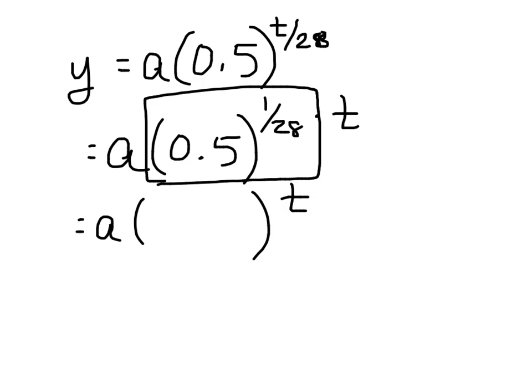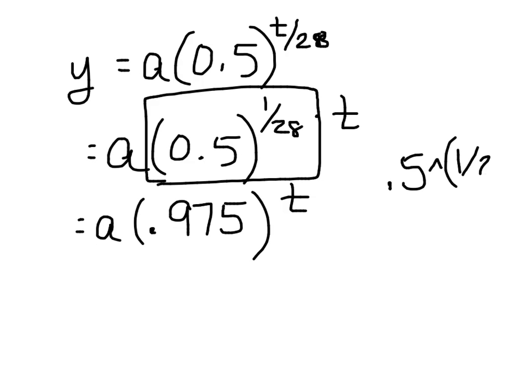What'd you get, Luke? 0.975. If I go 3. Did everybody else that did it, did you guys get that too? Okay, again, when you do that with the caret, I would go 0.5 caret and then parentheses 1 divided by 28. That's how I would do it.